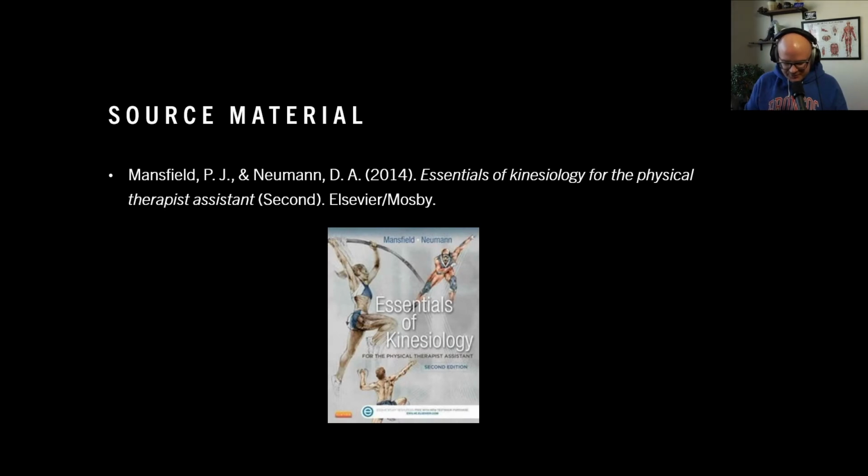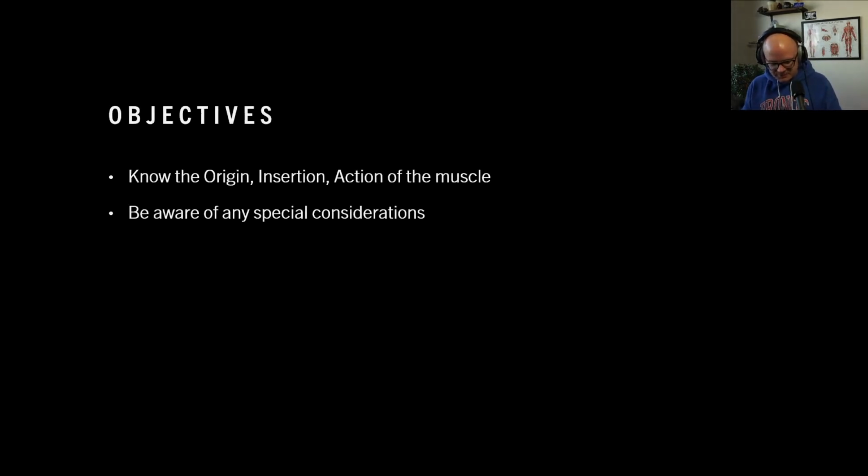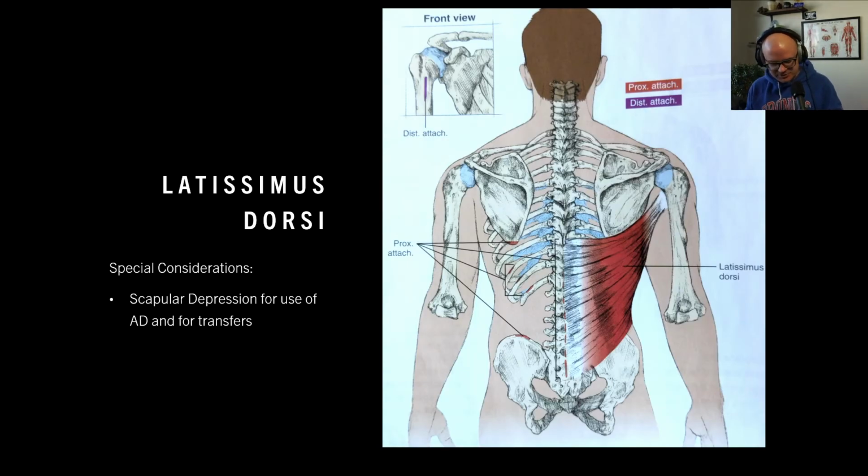All the source material from today is coming out of the Essentials of Kinesiology book. Major objectives: origin, insertion, action of the muscle, and any special considerations. All right, so Latissimus dorsi.